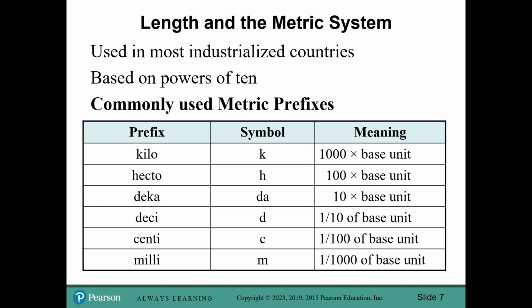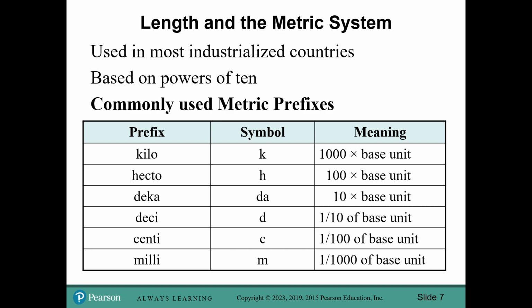It's based on powers of 10, and let's look at some of the commonly used metric prefixes. So, if we look at the prefix here, we have kilo, hecto, deca, deci, centi, and milli. And the symbols that represent them respectively are K, H, Da, D, C, and M.